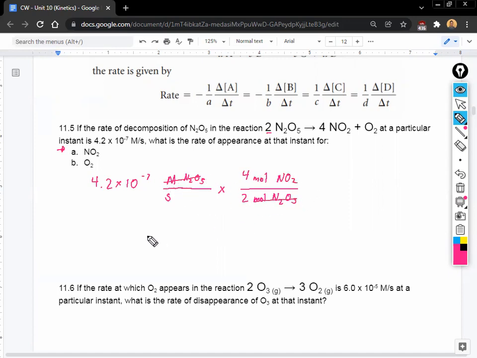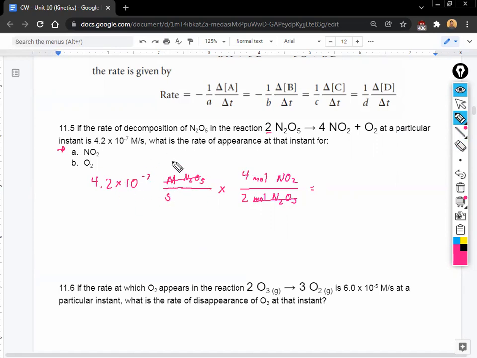Now, if you want to see the actual algebra for that, it's because molarity is equal to moles over liters by seconds. So it would look like this. So the moles can cancel out, and then we'll get a new moles on the top right here. And so that's how the algebra works. But you can cancel those two out, and then that will give you your final rate for NO2. Okay, so super simple. You just have a mole ratio.